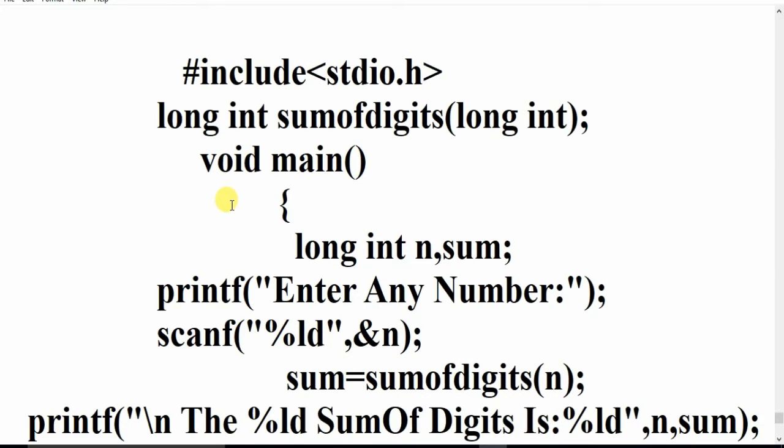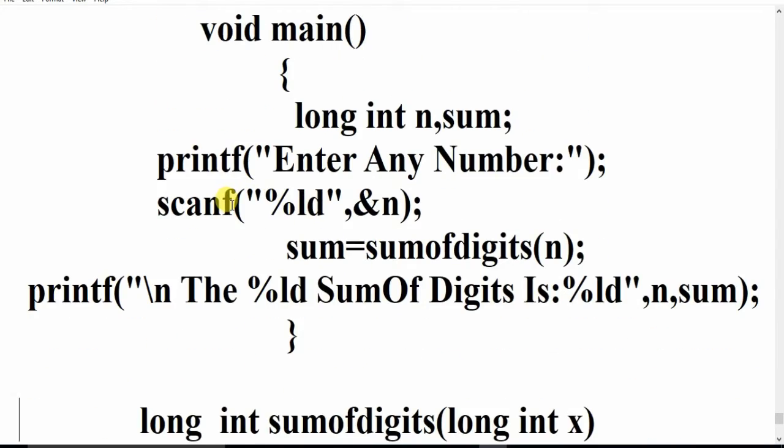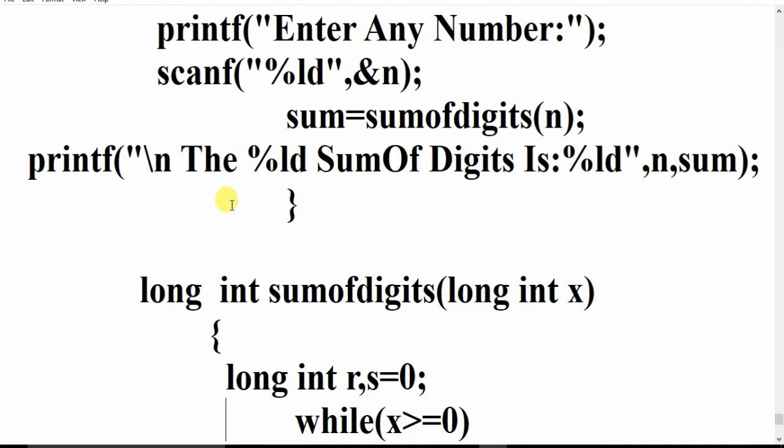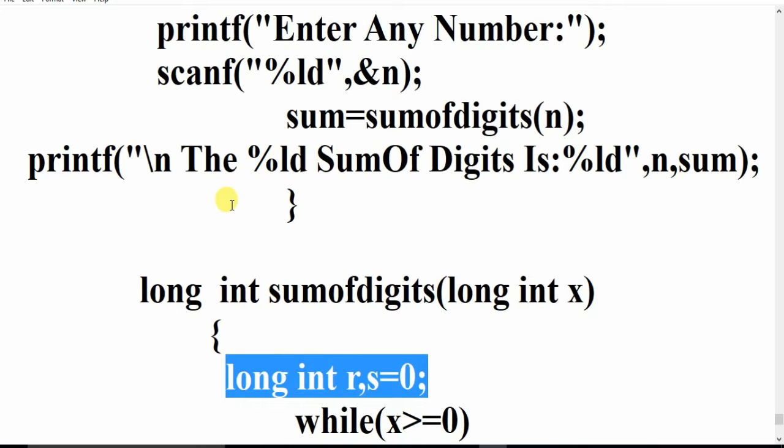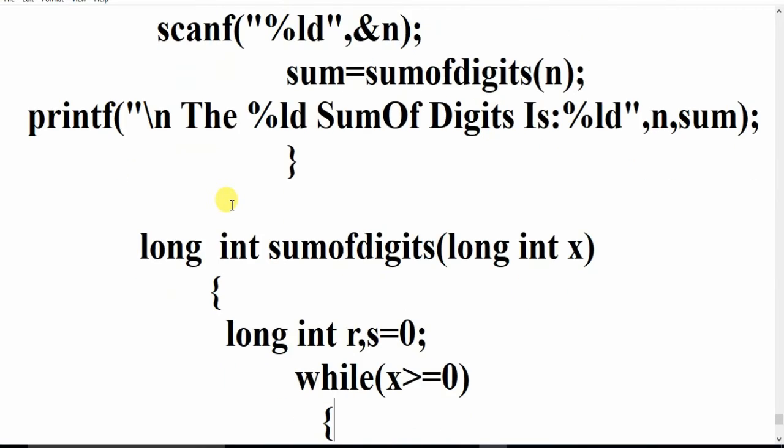Whatever we pass when we call this function is copied into the formal parameter of the function definition, that is, sum of digits of x. What is x value right now? N is nothing but, right now, 3, 4, 5, 6. So x is 3, 4, 5, 6. Long int r comma s equals 0. R is for remainder and s is for sum here. While x greater than 0. What is x value right now? 3, 4, 5, 6, which is greater than 0.